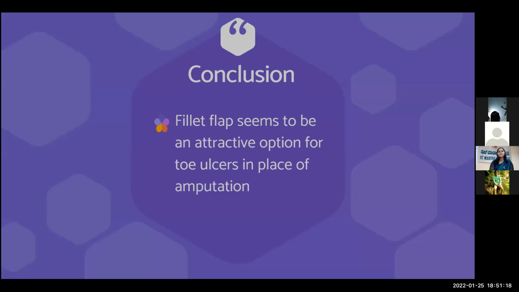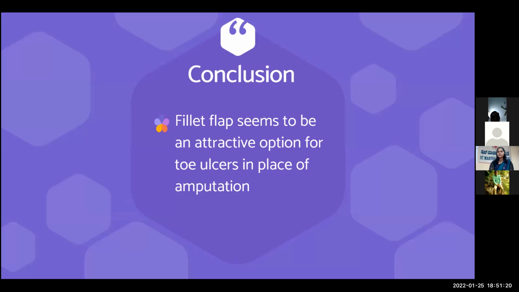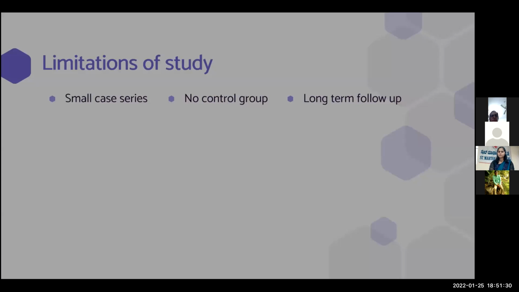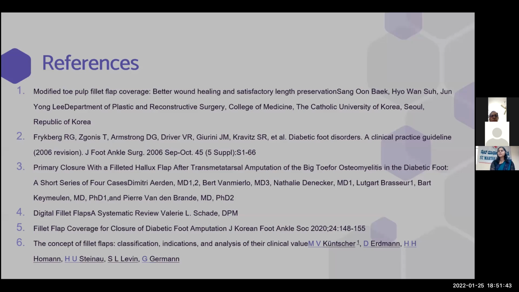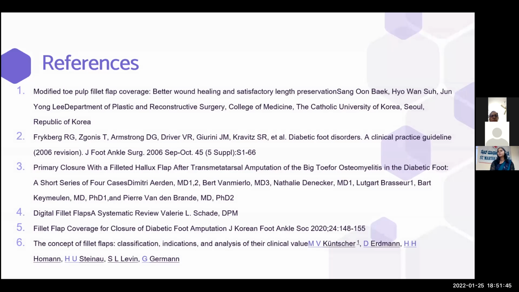So we conclude by saying that the fillet flap seems to be an attractive option for toe ulcers in place of an amputation. And the patients also have a psychological improvement since they feel that their toes are being preserved. We think that our study is a very small case series, and we may need a control group to compare with, and long-term follow-up is also needed. So these are my references, and thank you.